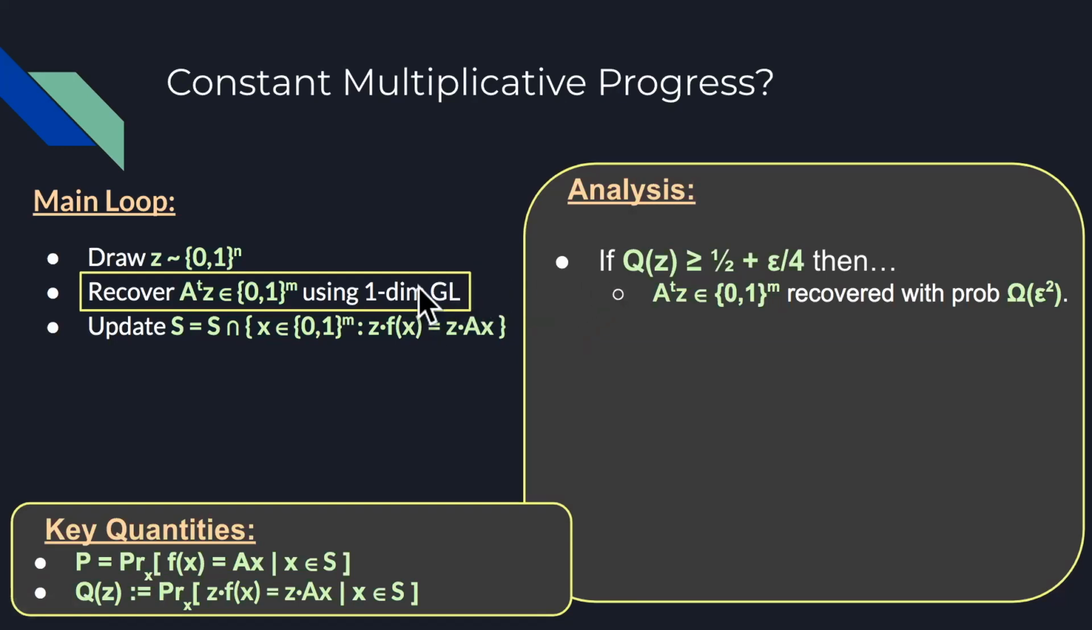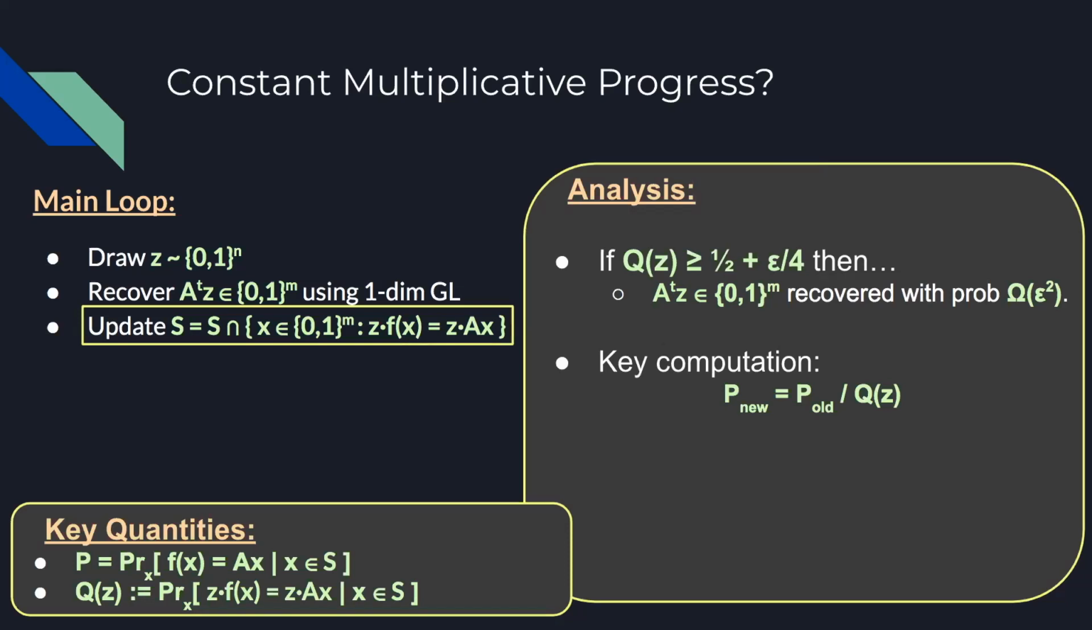It's going to work with probability epsilon cubed if Q of Z is at least 1/2 plus epsilon over 4, or 1/2 plus delta. Remember that the hypothesis of the one-dimensional Goldreich-Levin theorem is that you need the agreement to be bigger than 1/2. So we need this Q of Z to be bigger than 1/2, namely 1/2 plus epsilon over 4, in which case the one-dimensional Goldreich-Levin theorem says that we recover A transpose Z with probability roughly epsilon squared.